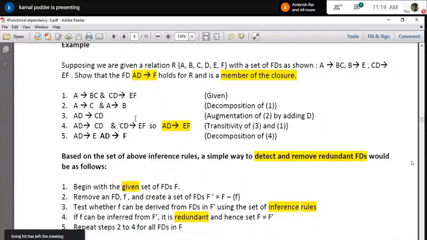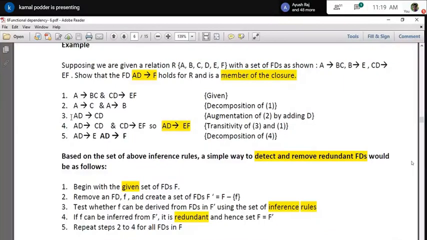Now let's see an example, and let's say this is the given. Actually BC depends on A, B is... I have just taken these two, this one and this one. Okay, I have written this is the given. Then I decompose the first one. As per the decomposition rule, I can write A depends on B and A depends on C, because I have divided the BC. I just create two FDs.